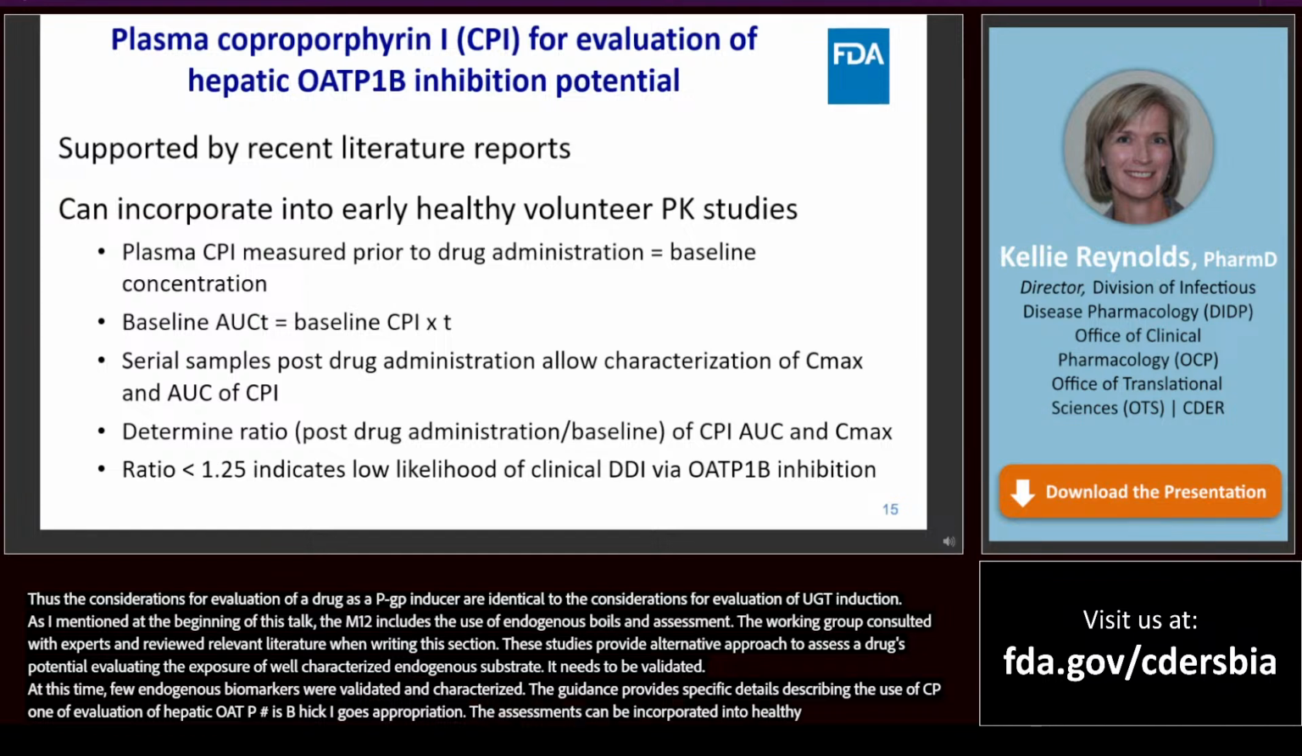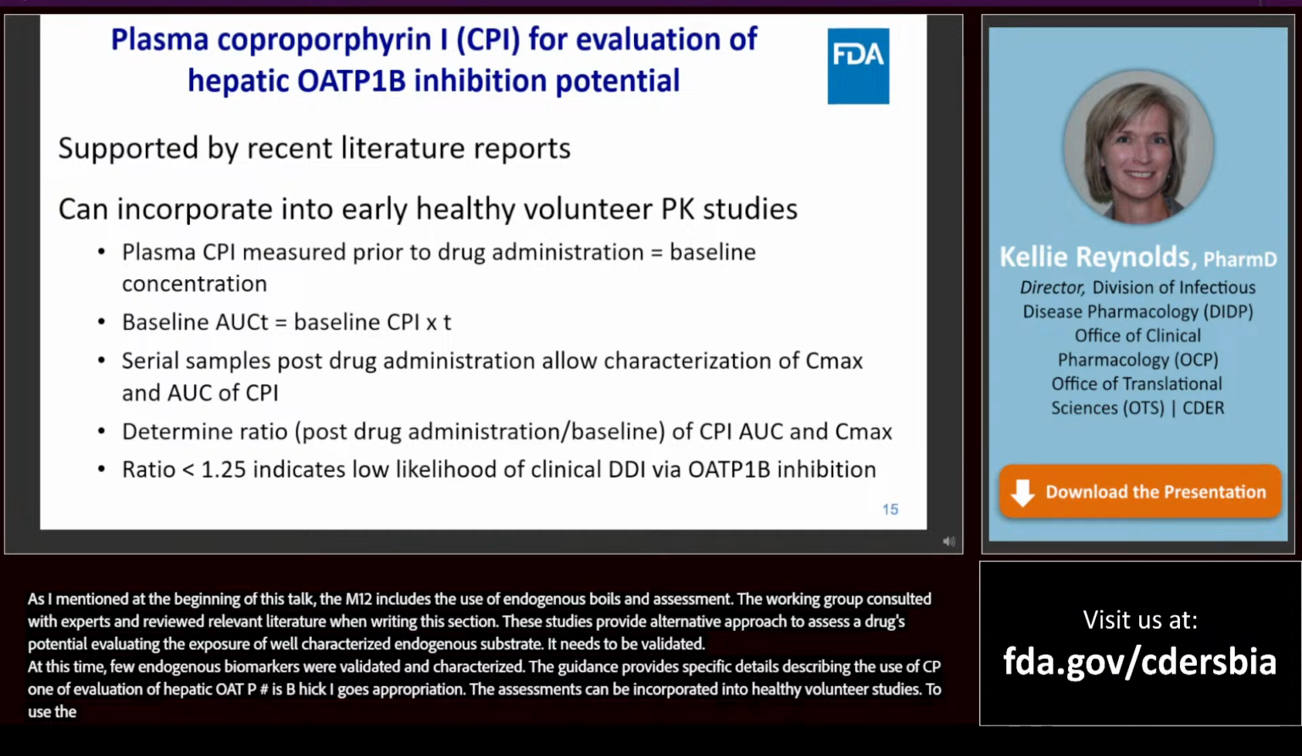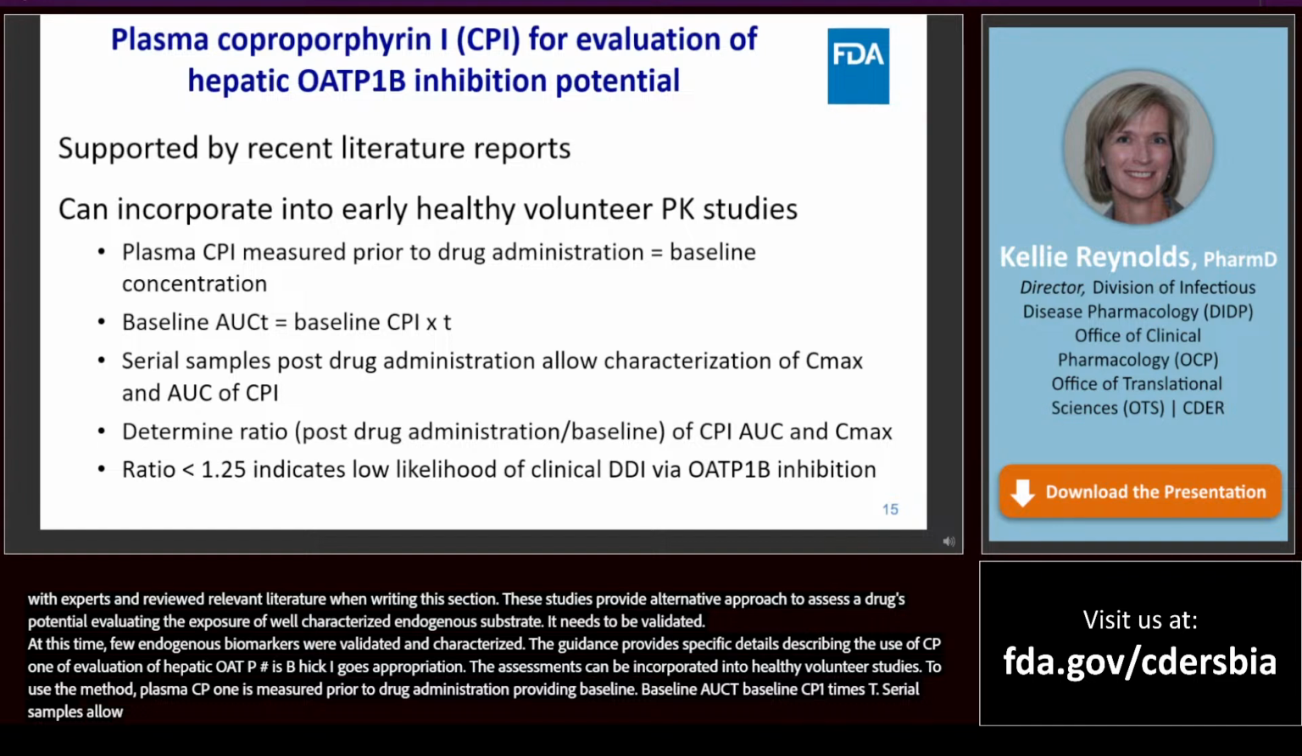To use the method, plasma CP1 is measured prior to drug administration, providing a baseline. Baseline AUCT is calculated as baseline CP1 times T. Next, serial samples post-drug administration allow characterization of Cmax and AUC. The post-drug administration to baseline ratio for AUC and Cmax are calculated. A ratio less than 1.25 indicates a low likelihood of a clinical DDI by OATP1B inhibition.